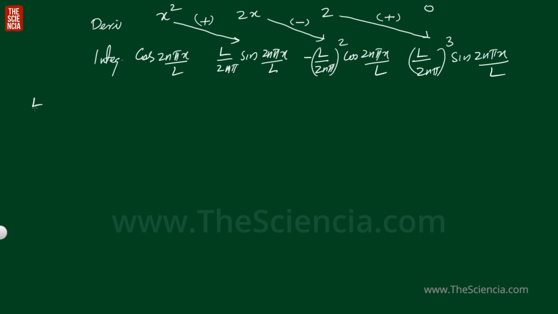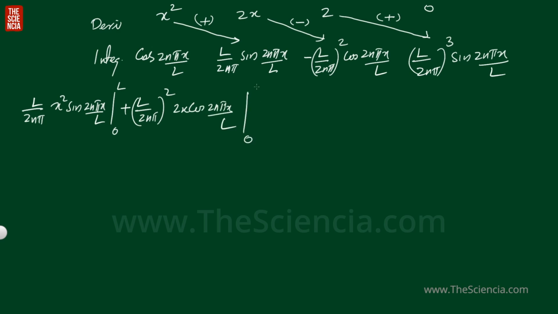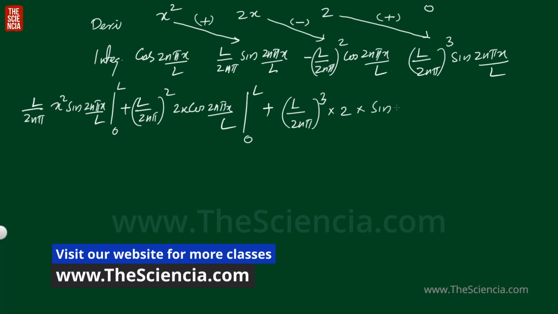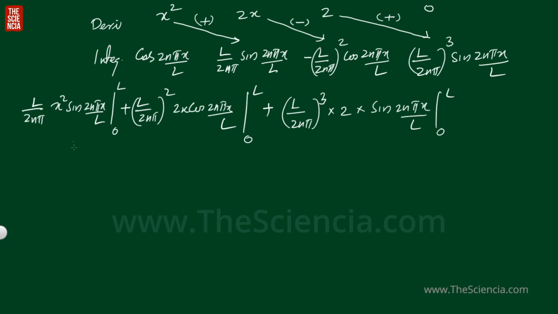So what we get? We get L by 2n pi x square sin 2n pi x by L, limit 0 to L, and minus and minus, it will be plus L by 2n pi all square into 2x cos 2n pi x by L, limit 0 to L, plus L by 2n pi all cube into 2 into sin 2n pi x by L, limit 0 to L. On substituting this limit, we get this term equal to 0 and this term also equal to 0. So the remaining term is this one only, right?